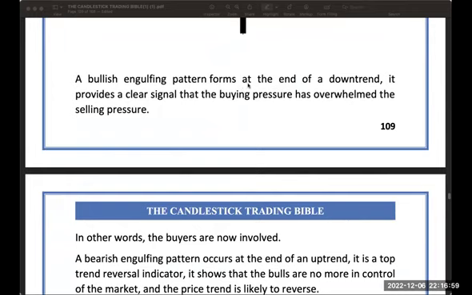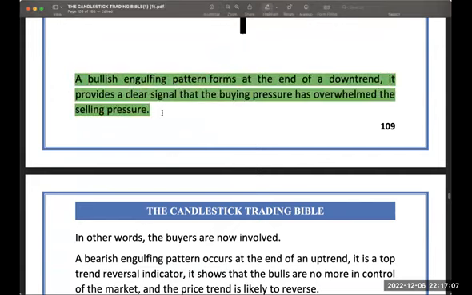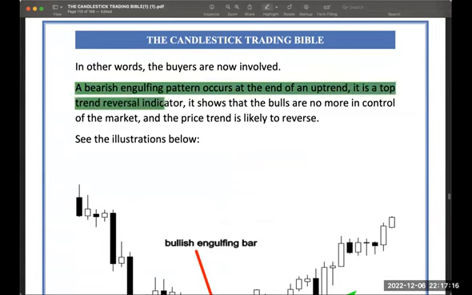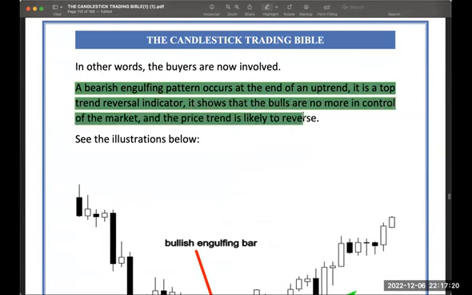A bullish engulfing pattern forms at the end of a downtrend, and it provides a clear signal that the buying pressure has overwhelmed the selling pressure. In other words, the buyers are now involved. A bearish engulfing pattern occurs at the end of an uptrend. It is a top trend reversal indicator. It shows that the bulls are no more in control of the market and the price is likely to reverse.